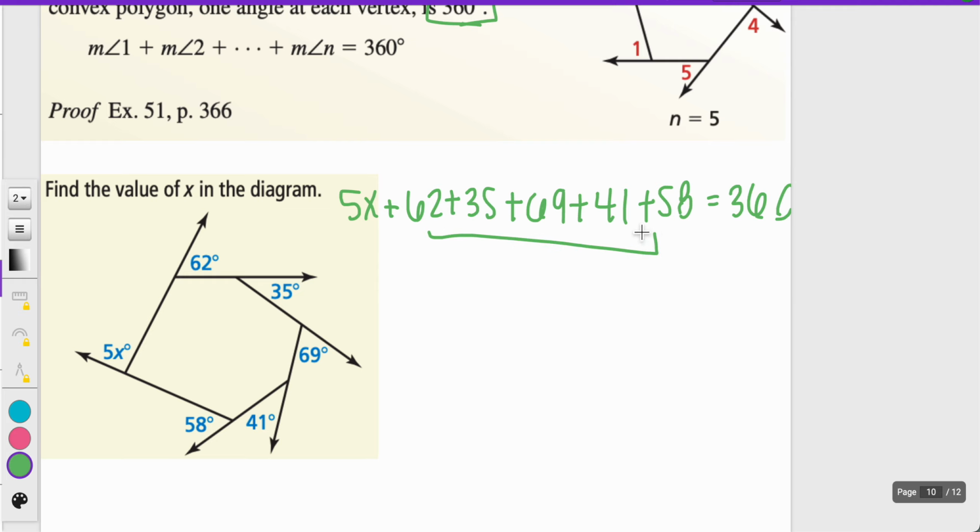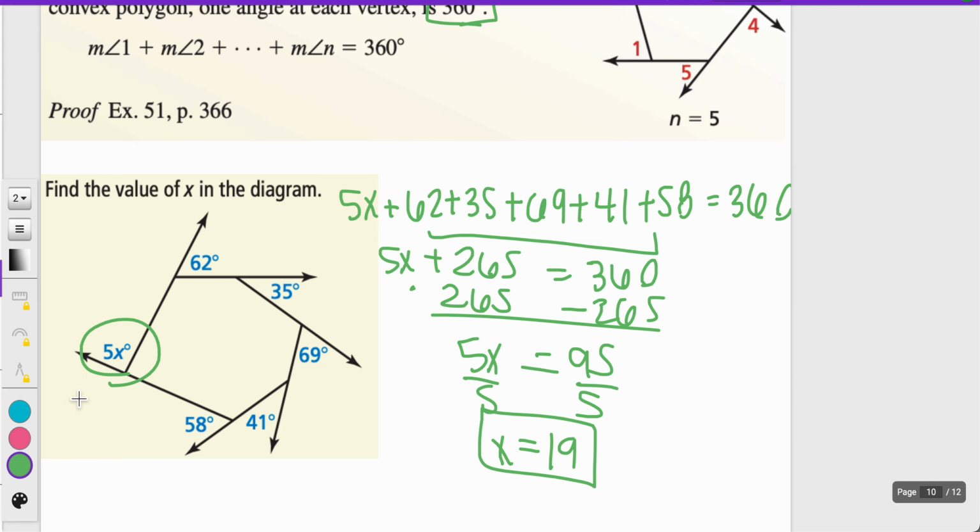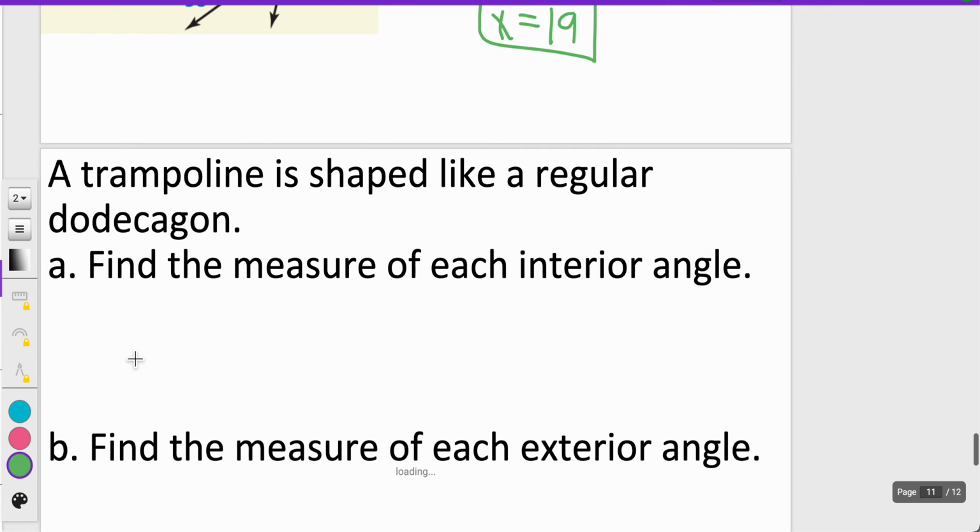All of my like terms together I can add to get 265. Subtract 265. I get 95. And then divide by 5, I'm going to get 19. So x is equal to 19. If I wanted to find the value of that angle, I would just plug x back into the equation, and that would be 5 times 19, which would give me 95 degrees anyways.